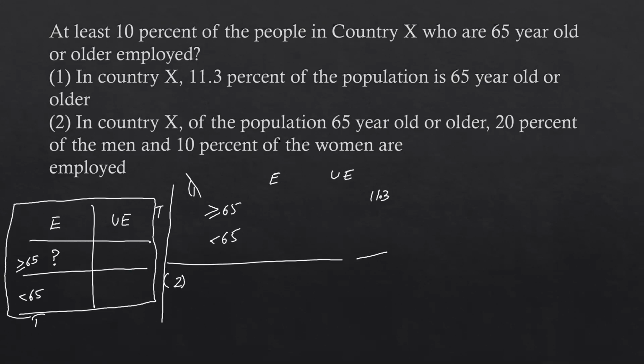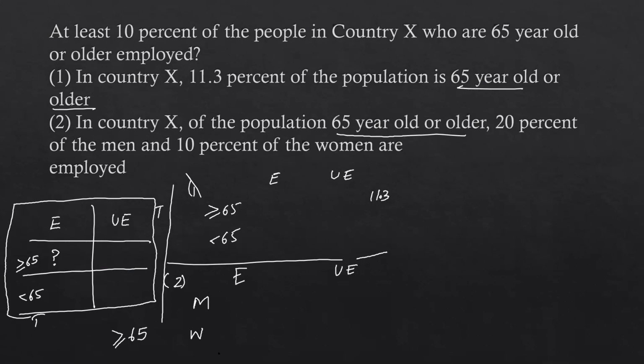In country X, of the population of 65 years or older, 20% of the men and 10% of the women are employed. So here in the second statement, it says that 20% of the men are employed and 10% of the women are employed. Okay, that makes it interesting. Everywhere it's only talking about 65 years and older. So I'm going to change my table. I'm going to say men and women, employed and unemployed. We're just talking about people who are 65 years and older.